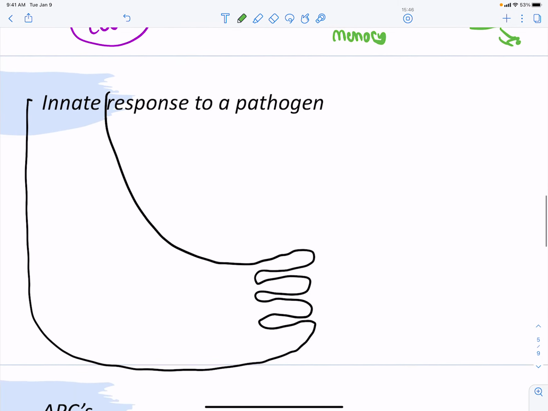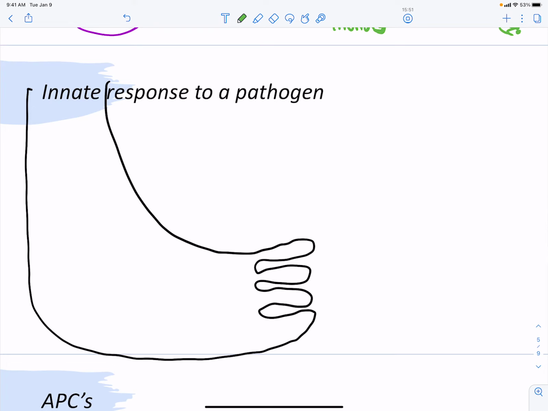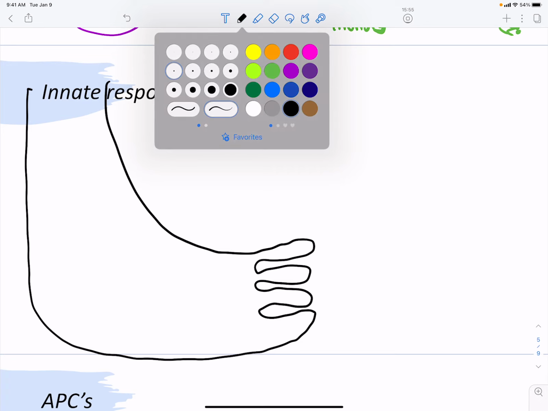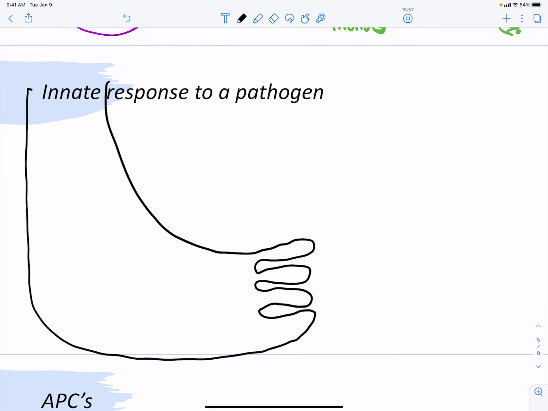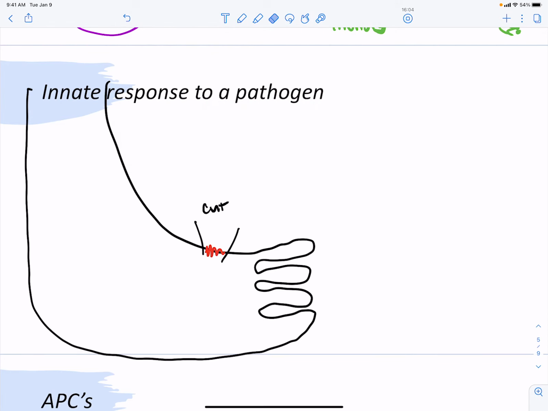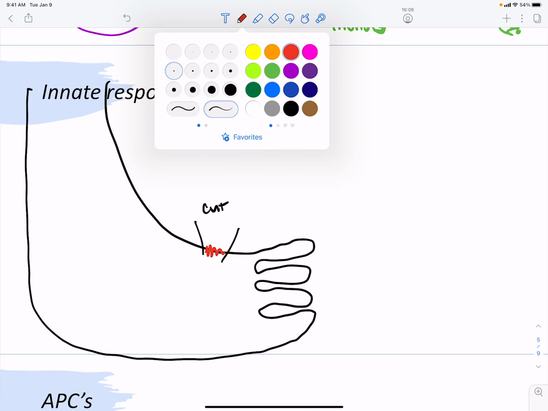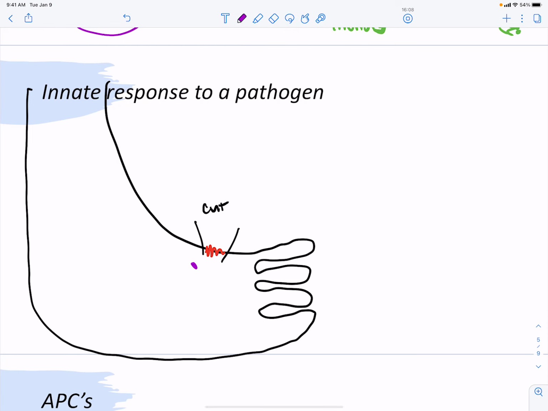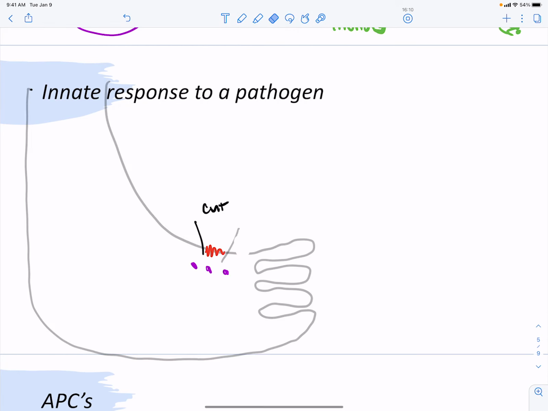Okay, so let's try to tie together a little bit our innate response. So I have here this lovely foot, and this lovely foot is going to get cut. So we have a cut, and then we have some damage and bleeding, and part of that is that a bacteria gets inside.